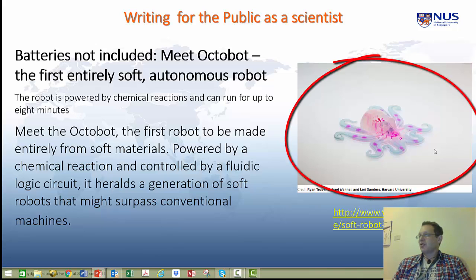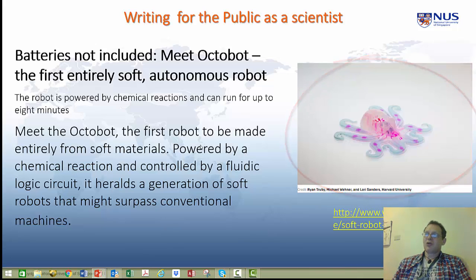And we have a picture, which is quite an interesting little picture. Meet the Octobot, the first robot to be made entirely from soft materials, powered by a chemical reaction and controlled by a fluidic logic circuit. It heralds a generation of soft robots that might surpass conventional machines. Very little real detail. This came out of Harvard. So this is from the Harvard website, so it's designed for public consumption.